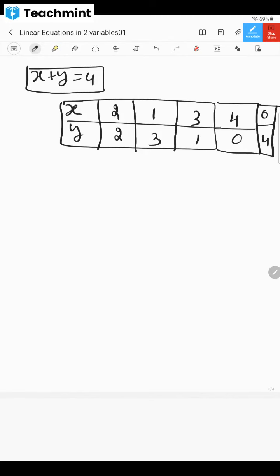Yes, sir. Look at this. 2 plus 2 is 4. 1 plus 3 is also 4. 3 plus 1 is also 4. 4 plus 0 is also 4. 0 plus 4 is also 4. So all of these are satisfying those conditions. So that's why these are the solutions, right?